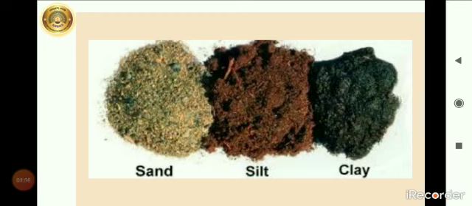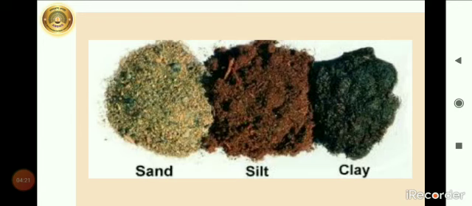Water drains rapidly through sandy soil. It is easy to plow this soil, but it is less fertile. This is because the particles of sandy soil are made of the mineral called silicon dioxide. These particles do not dissolve in water and therefore the soil has very little capacity to supply nutrients.